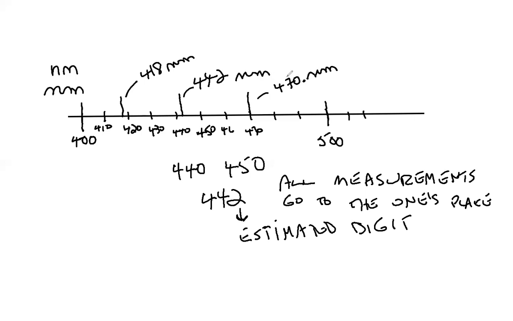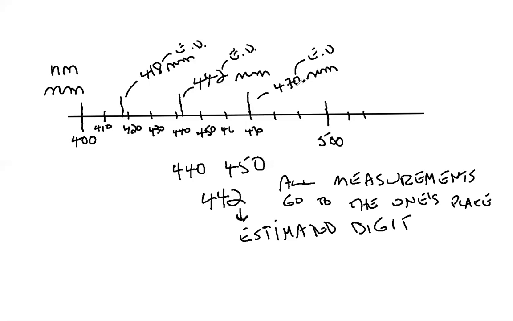That might be a little unfamiliar to you, but this decimal place means that this is the estimated digit. Here, the 2 is our estimated digit. Here, the 8 is our estimated digit. Again, with this measurement, someone else might have thought it was a little bit before the line and reported it as 469 nanometers. Someone else might have thought it was a little bit over the line and reported it as 471 nanometers. They would all be correct.